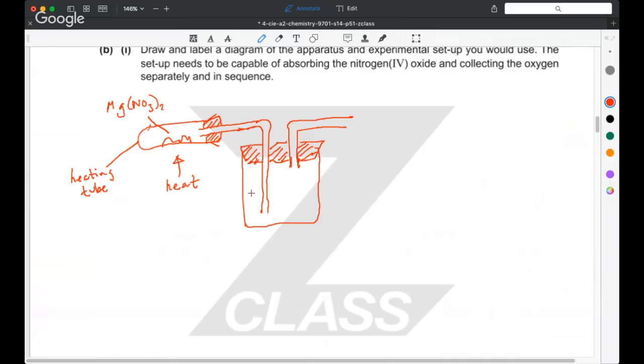Now, the reason I've drawn one tube long and the other tube short is that the question told you, well, we worked out what's coming along this glass tube here when we heat it. It's a mixture, isn't it, of the nitrogen dioxide gas and the oxygen gas. That's coming along that first tube as we heat the magnesium nitrate. So that mixture of gases is going to come along here, down here, and then it's going to start to bubble through this here. And the question told you that nitrogen dioxide is completely absorbed when it bubbles through an alkali. Yes? So this is an alkaline solution here.